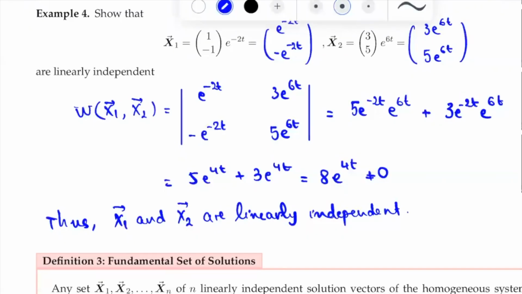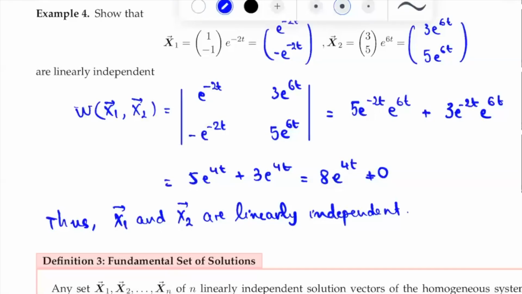And the key to do that is to calculate the Wronskian. When the Wronskian of the solutions is different from zero, then you can say that the solution vectors are linearly independent. And in addition to that, we can conclude that the set of all the solution vectors form a fundamental set of solutions of the system of differential equations.